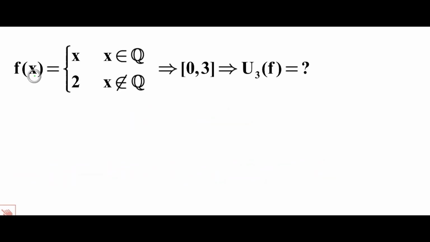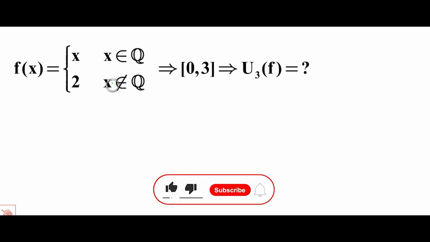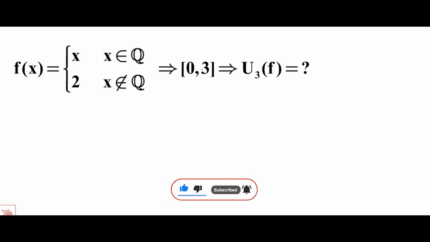Let f be the function defined on the interval 0 to 3 by f of x equals x if x is a rational number and 2 if x is an irrational number. Consider the partition of 0 to 3 into 3 equal subintervals. So what is the upper sum U3 of f on 0 to 3?